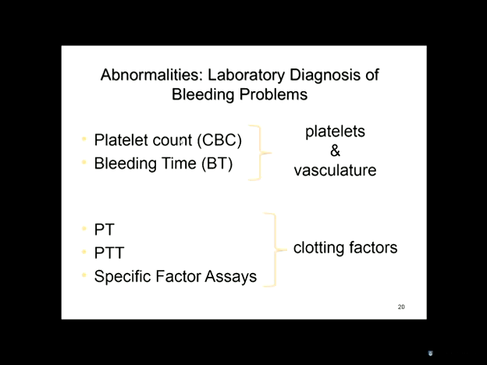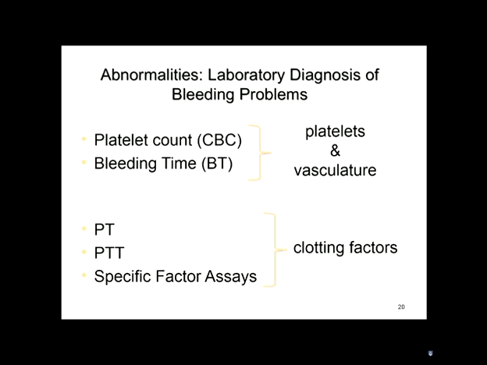You do platelet counts and you do bleeding time. On the other hand, if it's suspected that the patient has a clotting factor problem, there are other tests that are much more valuable, called prothrombin time, partial thromboplastin time, so PT, PTT, and specific factor assays, because typically one of these clotting factors is just not being made enough.